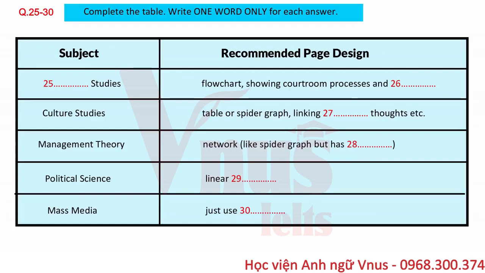I like that. But what about management theory? How would you approach that? The same as with culture studies. I'd use a network, which is basically the same as a spider graph, linking thoughts, although this time there are directions involved. It is this element that makes it different. The fact that the thoughts go one way and not the other. OK, has directions. It sounds logical.